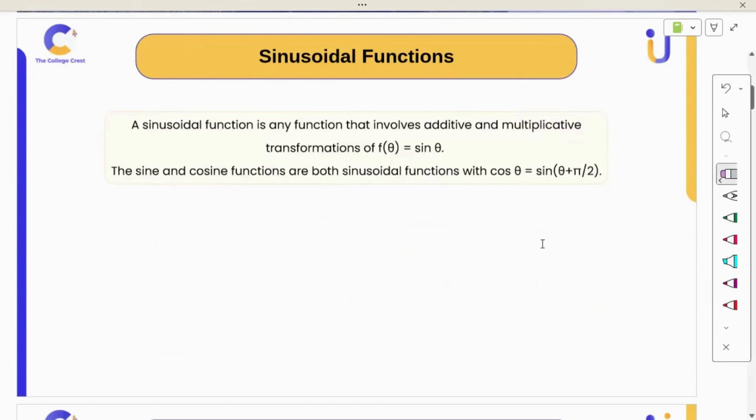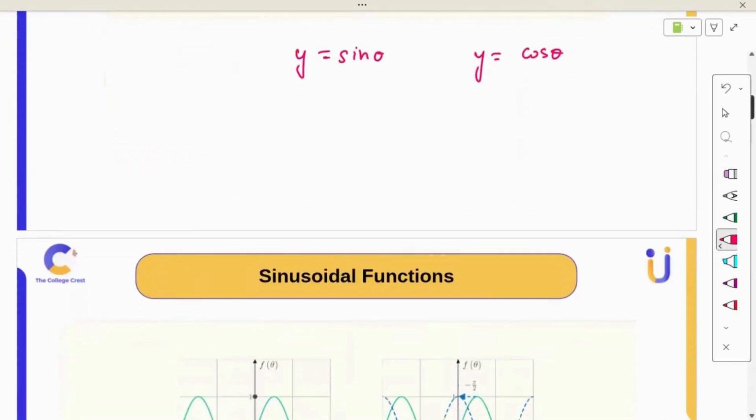Now, sine and cosine both are sinusoidal, right? We already learned about the parent function. Simply, what is sine theta? Why is sine theta a parent function? And if you do transformations, you can do them here also. And cos theta, right? So these are the two main things for today.